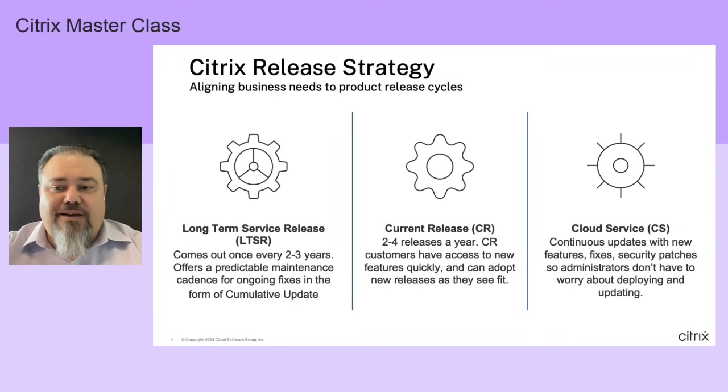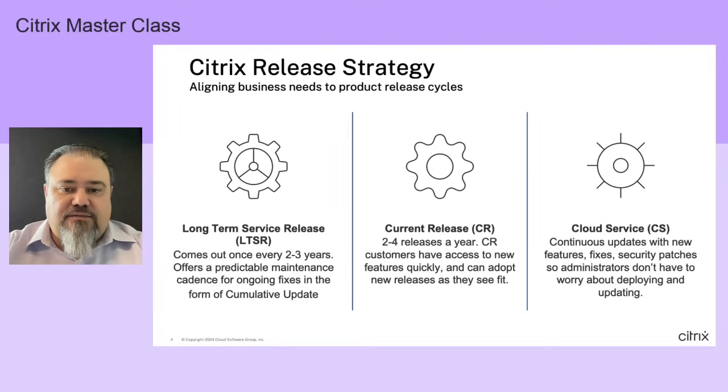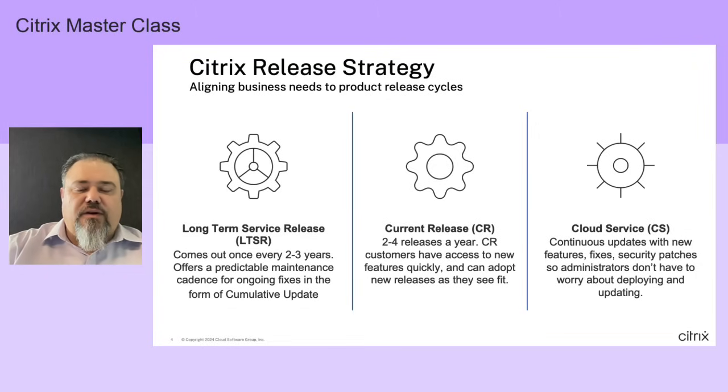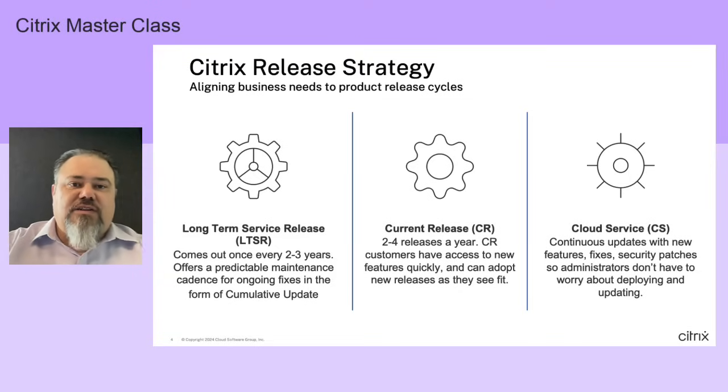Along with those, we also have current release, which comes out 2 to 4 times a year. Those are much faster, and they always come out with the latest and greatest features, as well as our cloud service, DaaS, which comes out with about monthly releases. And so you always have your pick, as well. At Citrix, choice is one of our high pillars that we talk about. So there's always the choice of which way you want to go when you're using Citrix DaaS and Citrix Virtual Apps and Desktops.